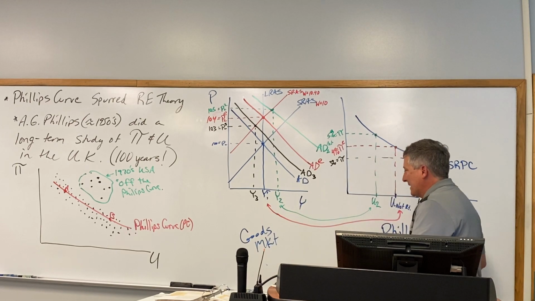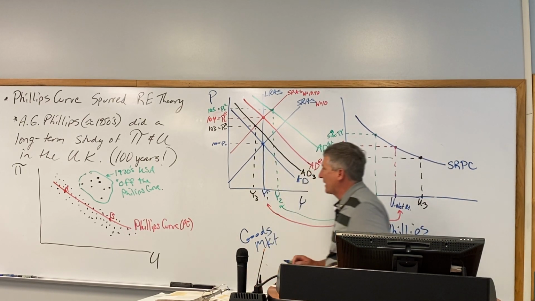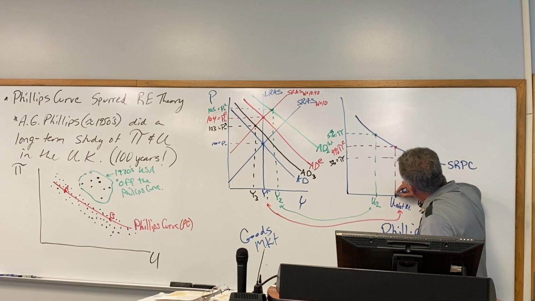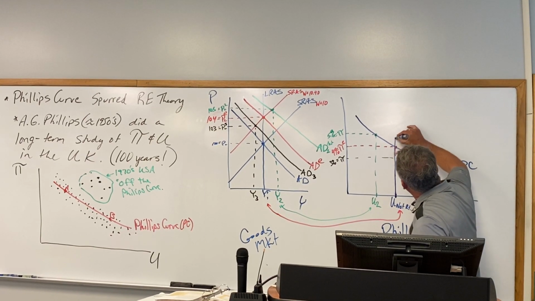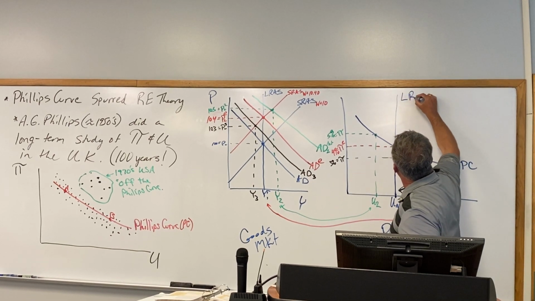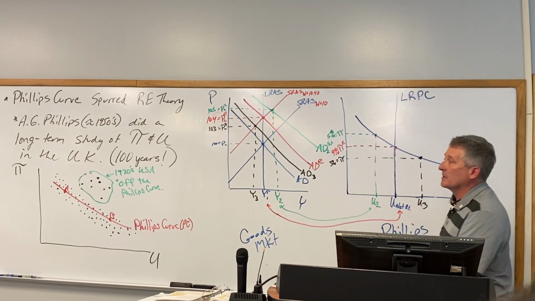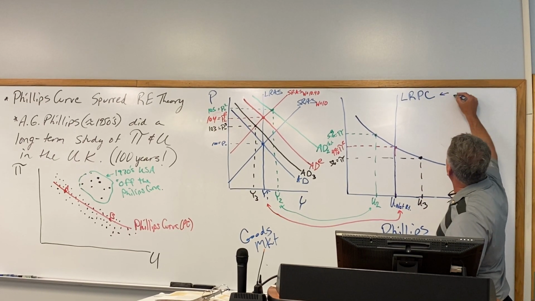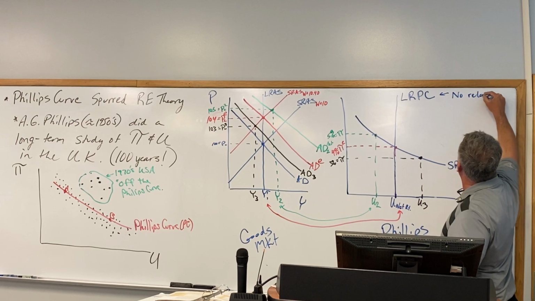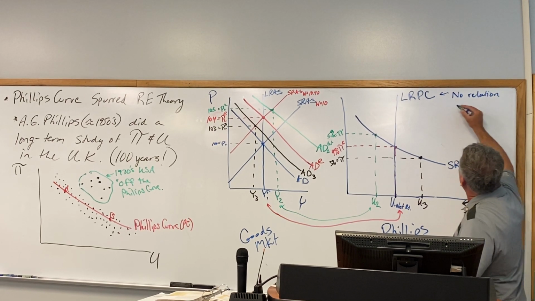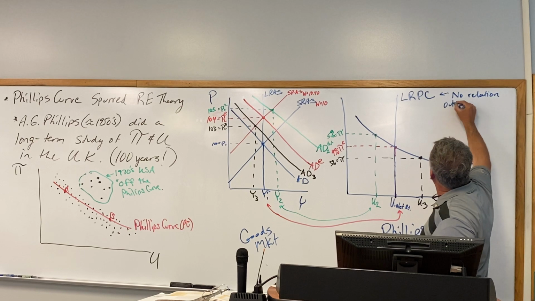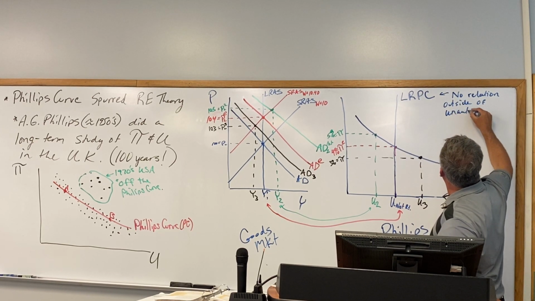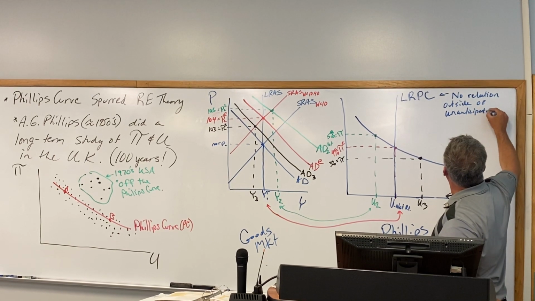All right, so your book doesn't do this, but I'm going to add it on. I don't think it's going to confuse you. I'm hoping it helps you. The long-run Phillips curve is no relationship. The long-run Phillips curve is vertical. No relation outside of unanticipated inflation.